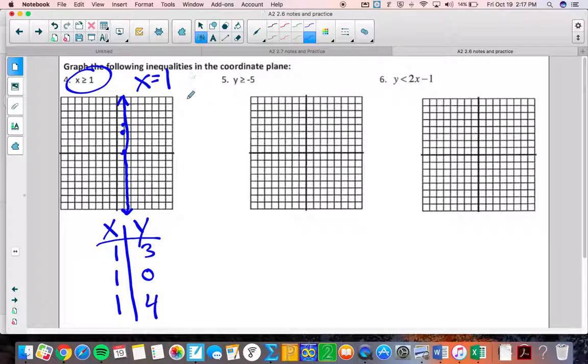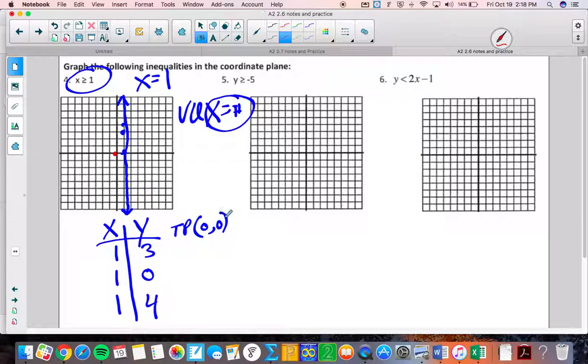When you have x equals, it's a vertical line with an undefined slope. That's what happens when you have x equals some number. So then, this says x is greater than or equal to 1. I'm going to do the old test point, the old TP, and I'm going to test the point (0, 0), which is right here. I want to know if this is a solution.